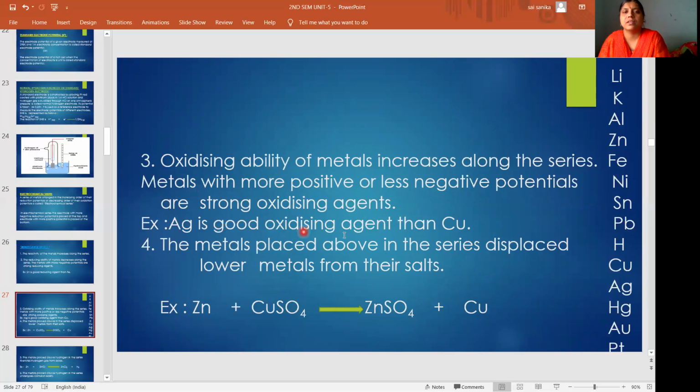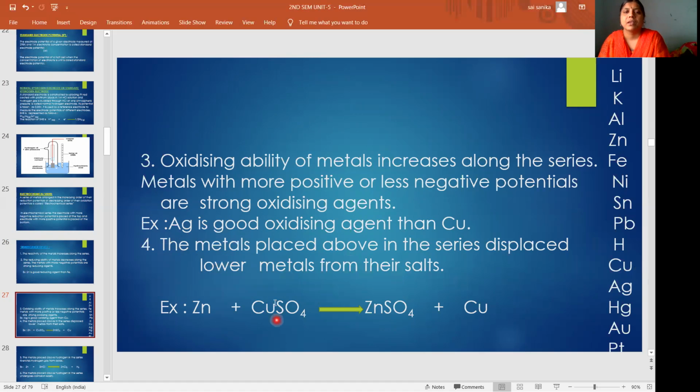For example, silver is a better oxidizing agent than copper. Silver is below and copper is above, so silver is a good oxidizing agent. The metals placed above in the series displace lower metals from their salt solutions.